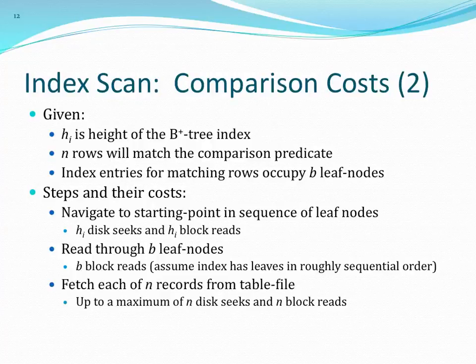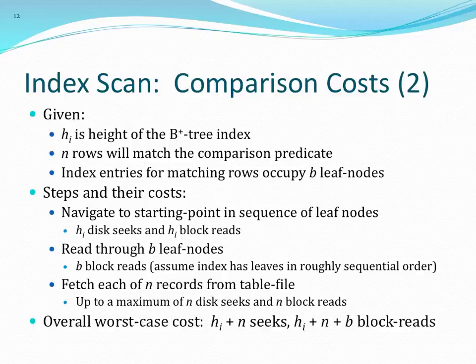And the worst case, like I said, would be N disk seeks and N block reads. So this would be the worst case cost for a range query that's using an index. So HI, that's the height of the index, plus N seeks, following each pointer to the table file to pull out that tuple, and then that many block reads. Again, this is worst case.